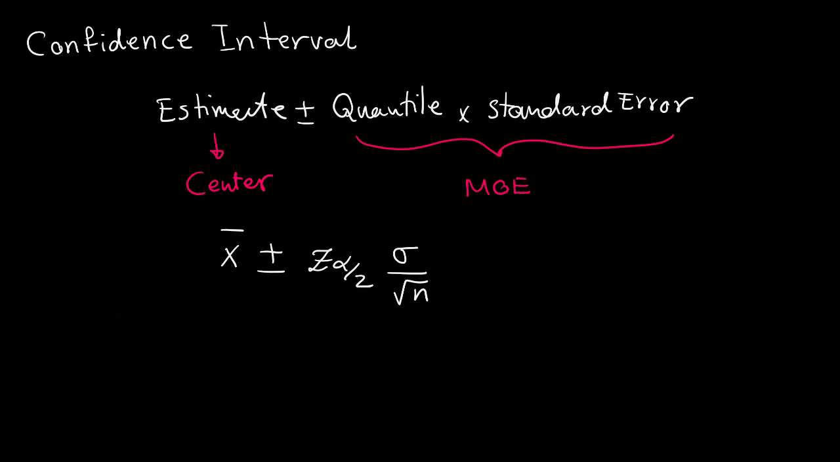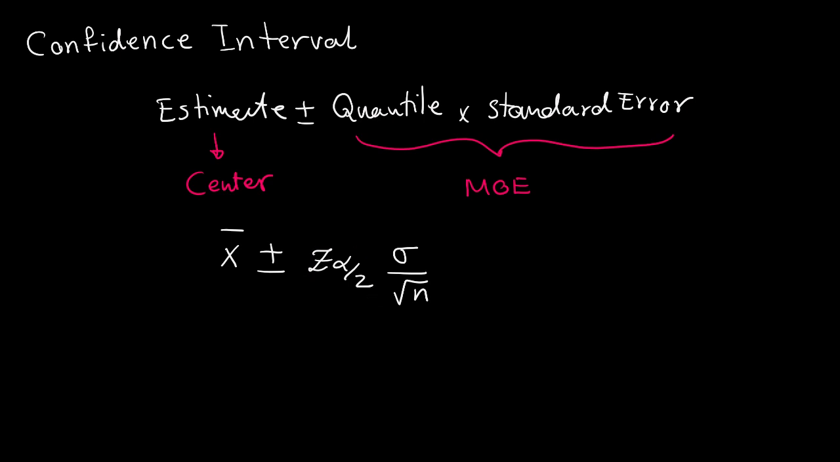In this case, we use the z distribution or normal because the population is normal, or n, the sample size, is greater than 30. Then by the central limit theorem, we can use the z transformation.